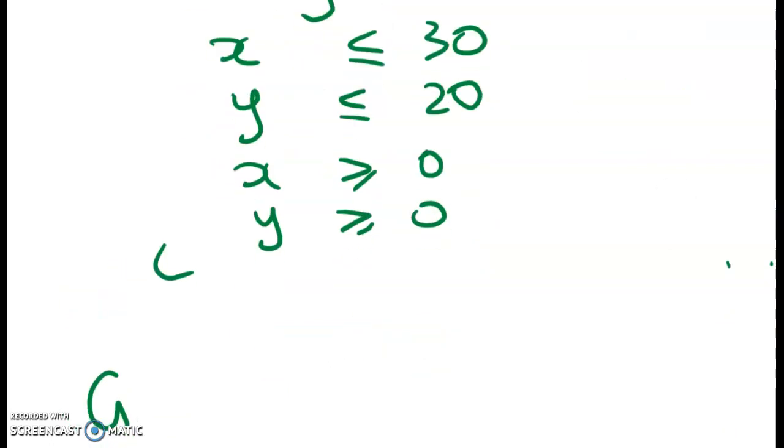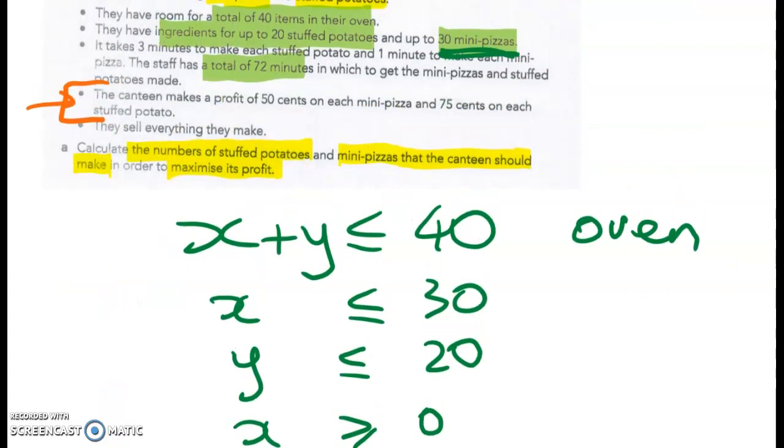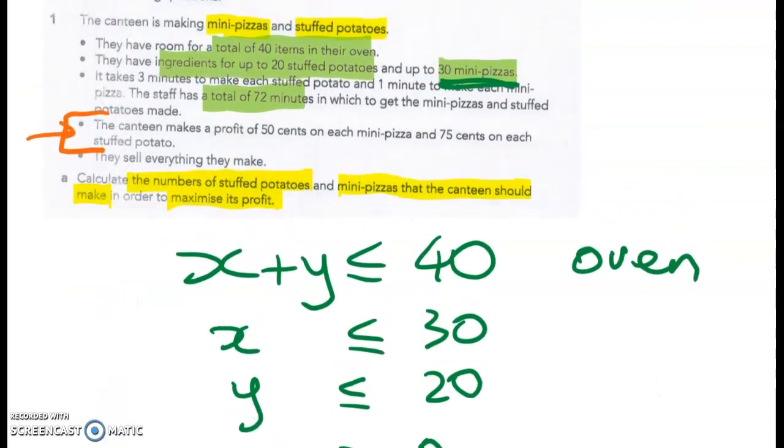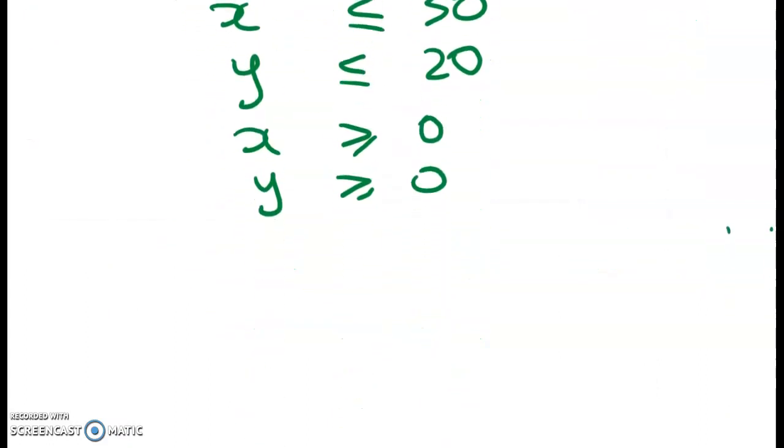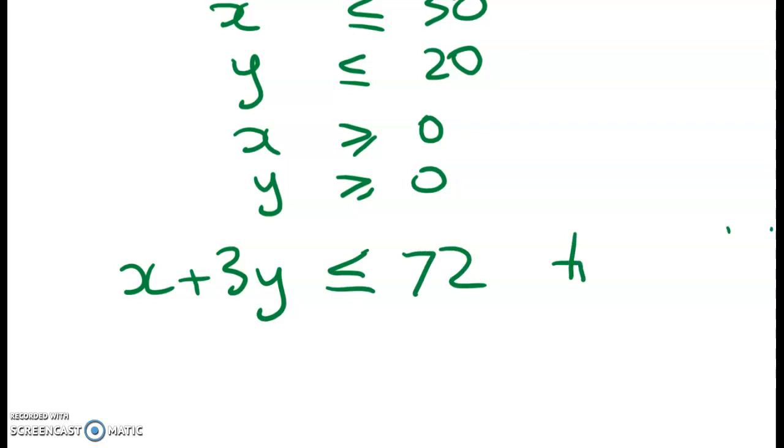And then the last one we've got to do is the time constraint. So 3 minutes for each stuffed potato and 1 minute for each mini pizza means that the constraint is going to be x plus 3y must be less than or equal to 72 minutes.